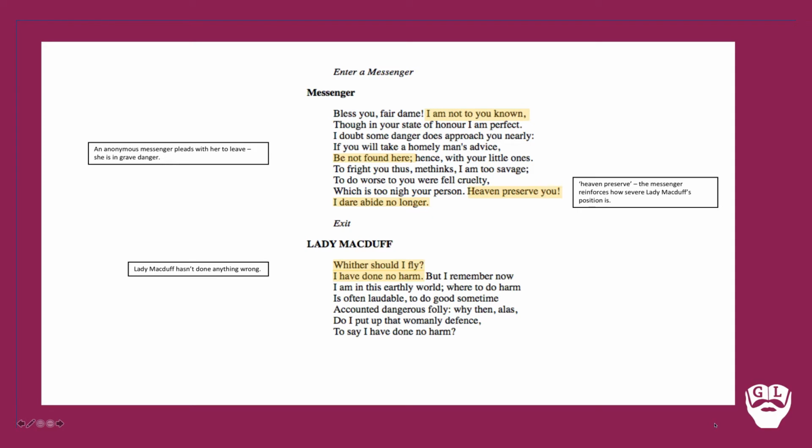But she remembers now that I am in this earthly world, where to do harm is often laudable, and to do good sometime accounted dangerous folly. It's a comment on what the witches say at the very beginning of this play, that the good will be defeated or perish, and evil will rise as a result. Very telling points here from Lady Macduff, realizing that, you know, why should she? But being a good person in this evil world will lead to her doom, and this sadness that comes with it.